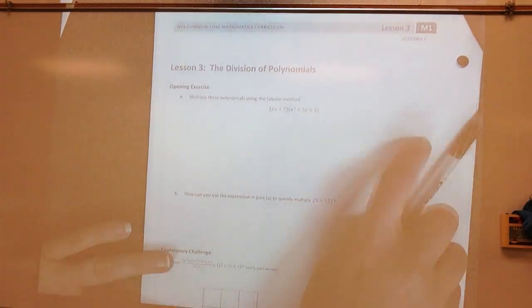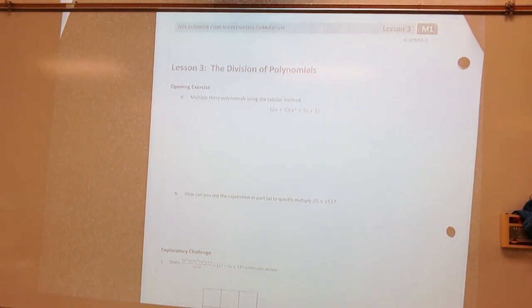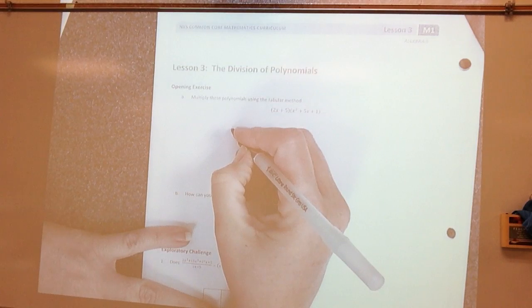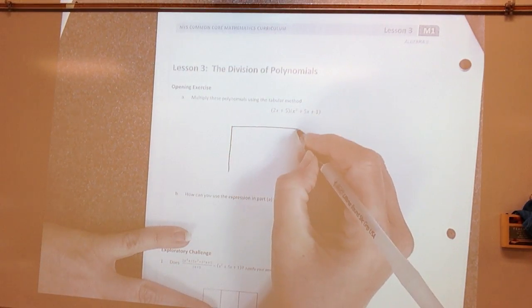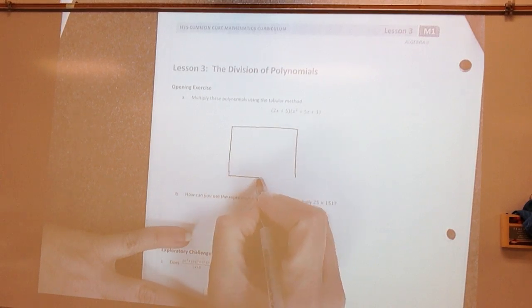Let's go ahead and look at the opening exercise. It says multiply these polynomials using the tabular method. This is something that we used on lesson 2. So the tabular method looks like this. Go ahead and draw your box.